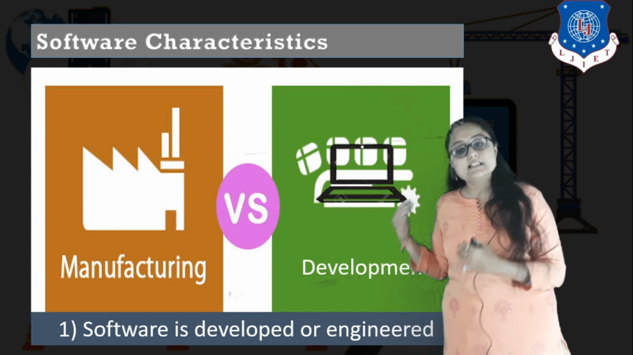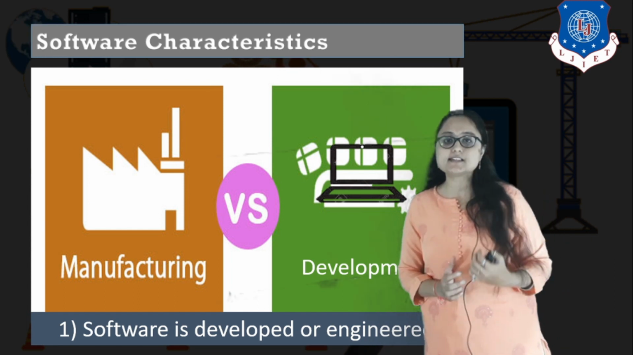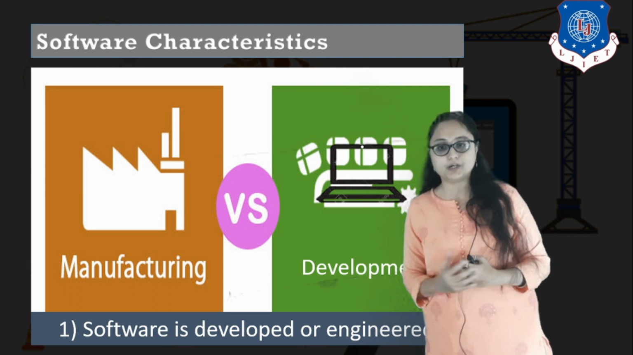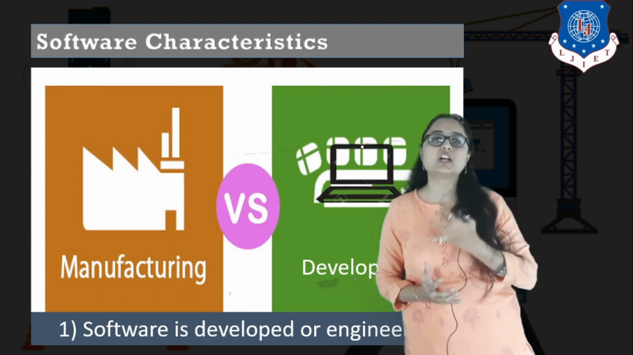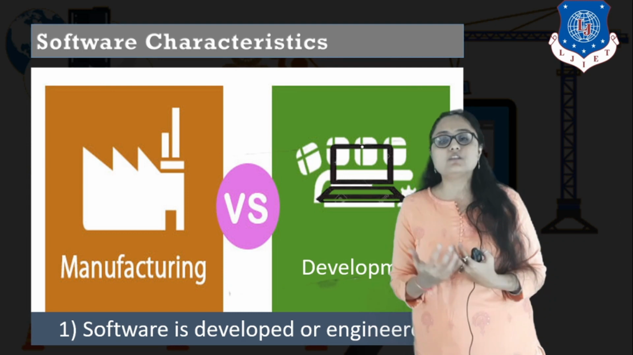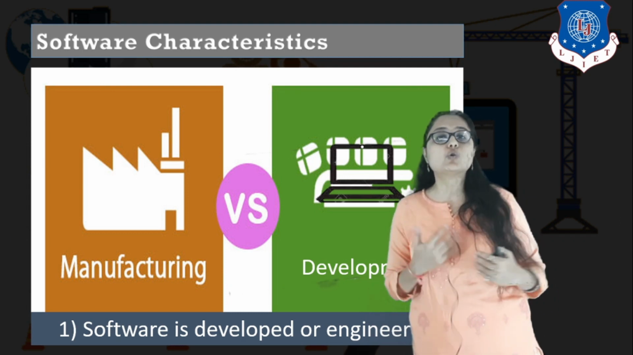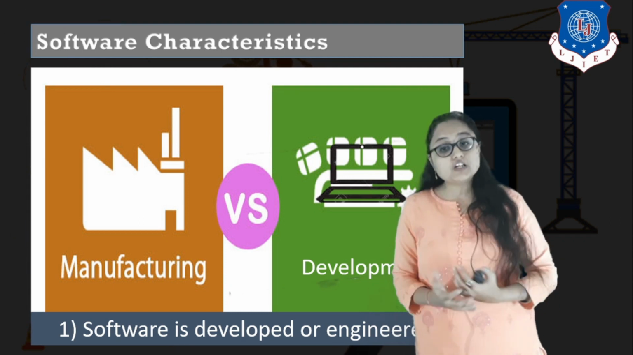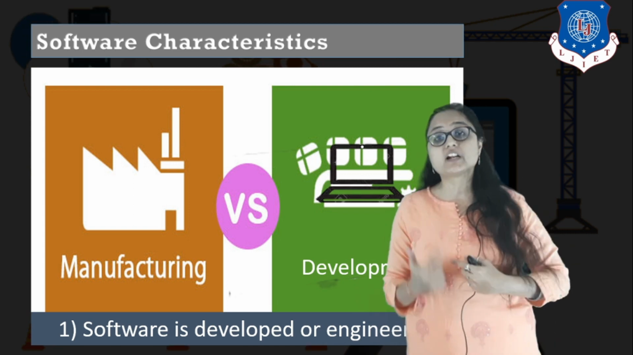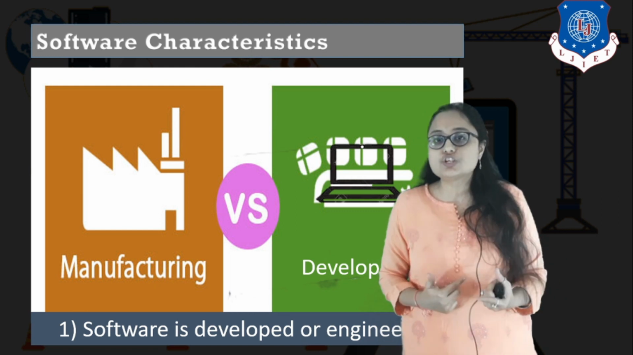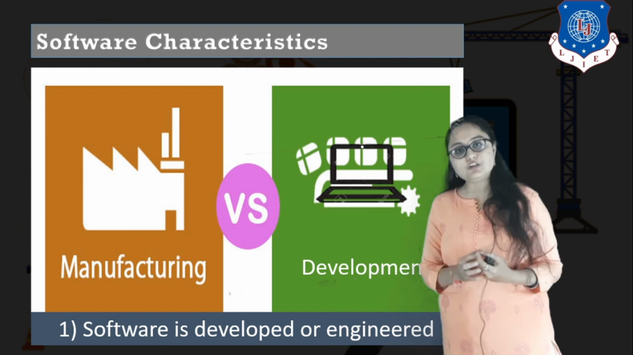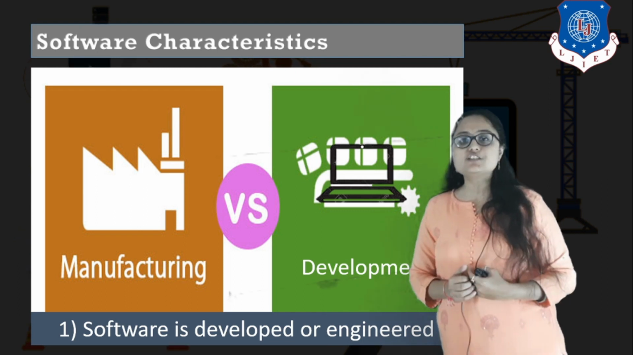For understanding this characteristic, the first thing you need to understand is the difference between manufacturing and developing. Manufacturing is basically related to hardware and the factory in which goods are produced, right? So manufacturing is something in which you have a predefined methodology and you are just recurrently using that methodology to produce goods. That is manufacturing. But is software manufactured? No. Software is more than that.